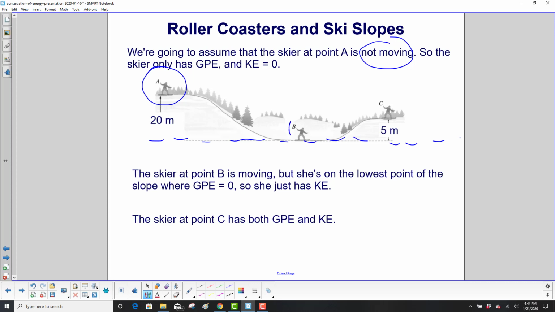So at point B, the skier will have no gravitational potential energy, but will just have kinetic energy. And then the skier at point C, it's like time-lapse photography, will have both GPE, because the skier is above the 0 reference point for gravitational potential energy, and will also have kinetic energy because the skier is moving.